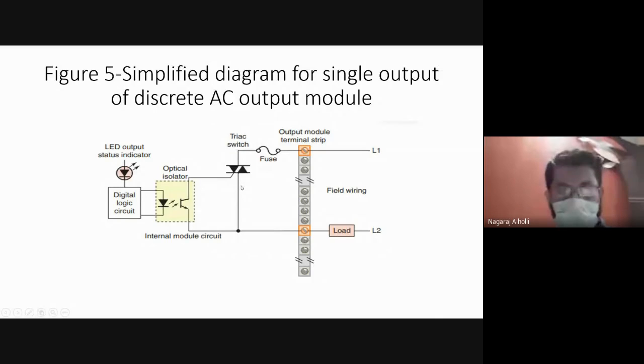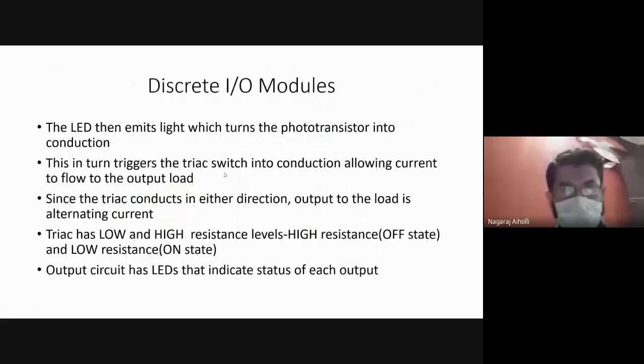This particular action of applying the signal to this gate terminal of the Triac is called triggering the Triac switch. Since the Triac conducts in either direction, output to the load is alternating current.